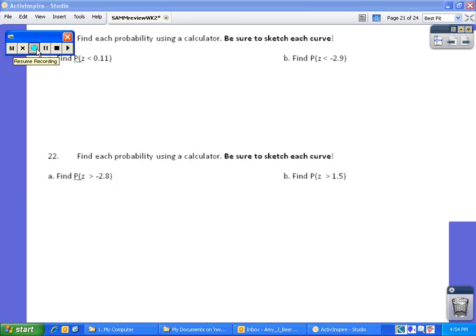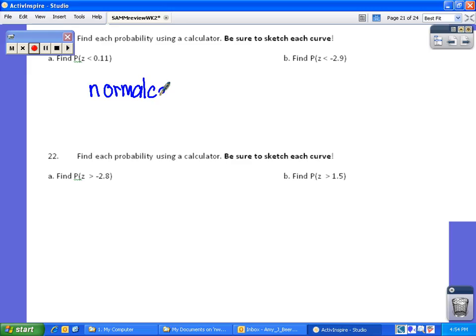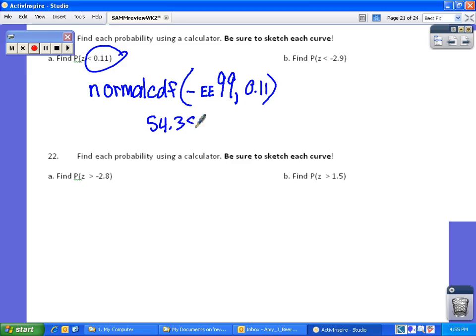Let's do this guy in the calculator. You can use a z-score table as well. So go into your calculator and select second vars. Go down to normal CDF. Negative second comma will give you your E99, comma, plug in this number, 0.11, and you get 54.38%. They want us to sketch our curve, so I know that 0.11 is going to be a tiny bit to the right of the median, and I'm sketching to the left because it's a less than.